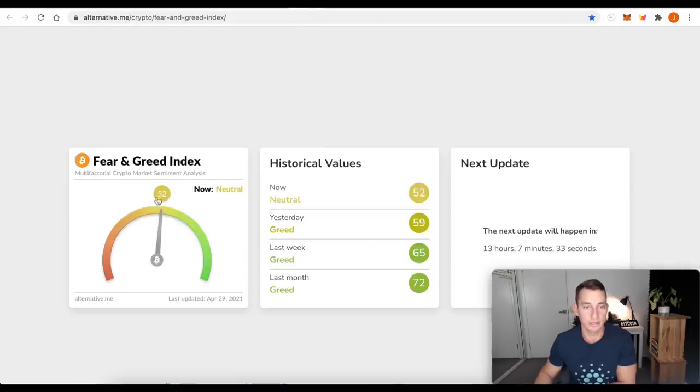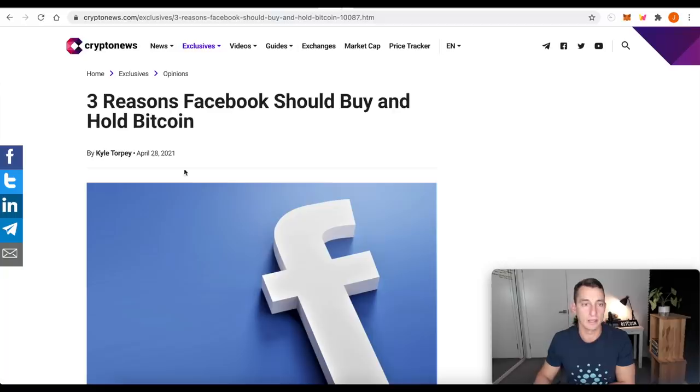Crypto fear and greed, we've dropped just a little from yesterday. We were at greed at 59, back to neutral at 52. Now, we had a fair bit of fear over the last 7 days, so we're just starting to climb our way back. Onto the news.